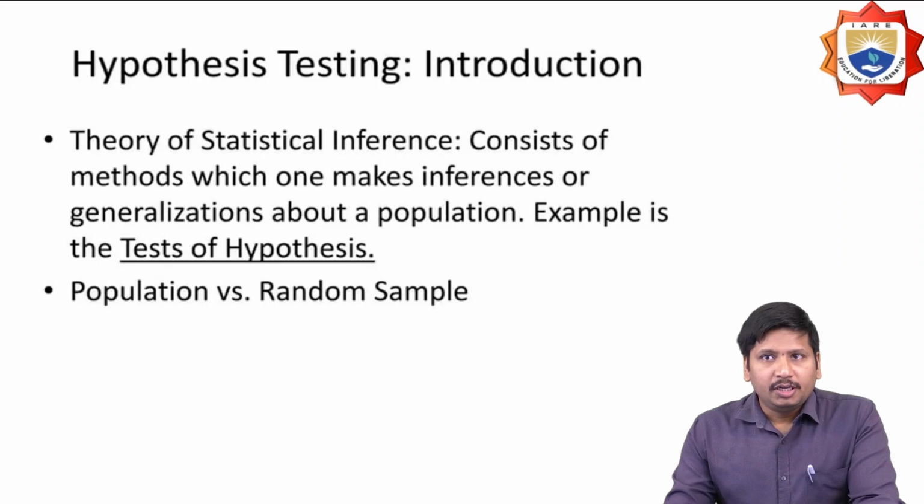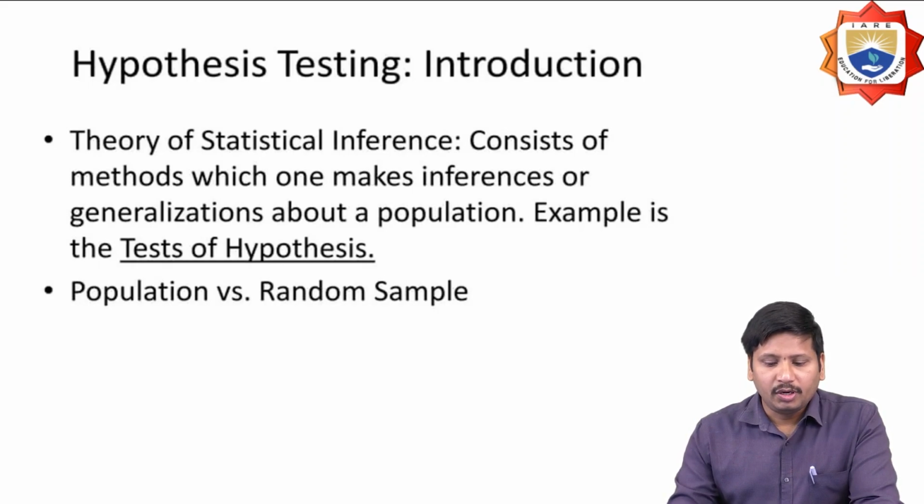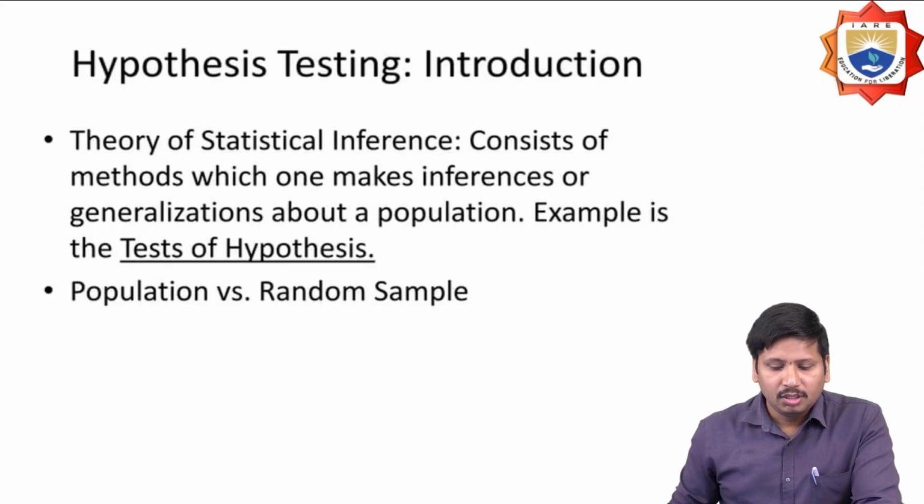According to the theory of statistical inference, there are many methods which make inferences or generalizations about the population. An example is the testing of hypothesis. Many hypothesis tests are available. To make inferences or generalizations about the problems or the population, I need a testing of hypothesis.